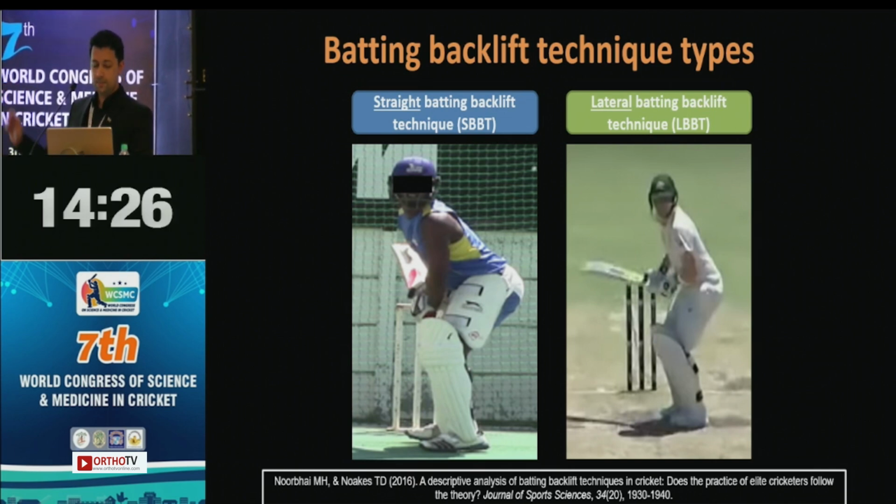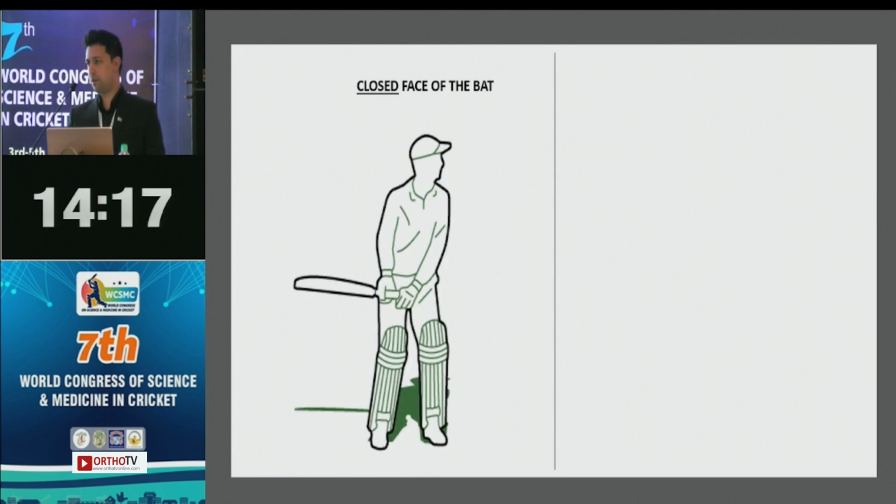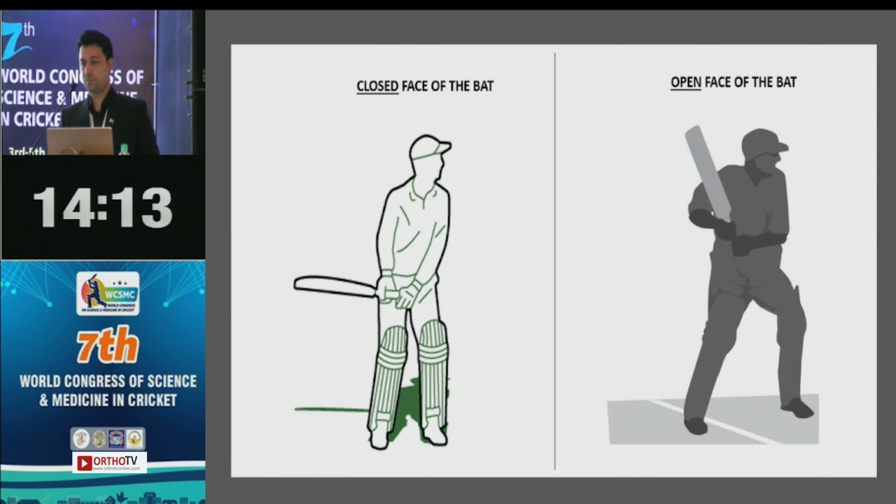And in another dimension with regards to the backlift classification, we have a closed face of the bat, which is most common with straight backlifts, where the face of the bat points towards the ground, and an open face of the bat, where the face of the bat is pointed towards the offside.